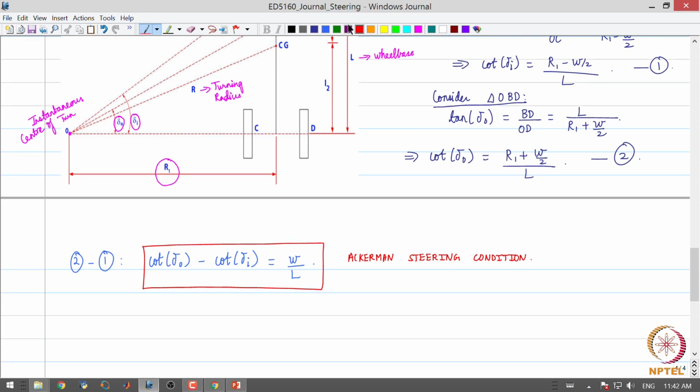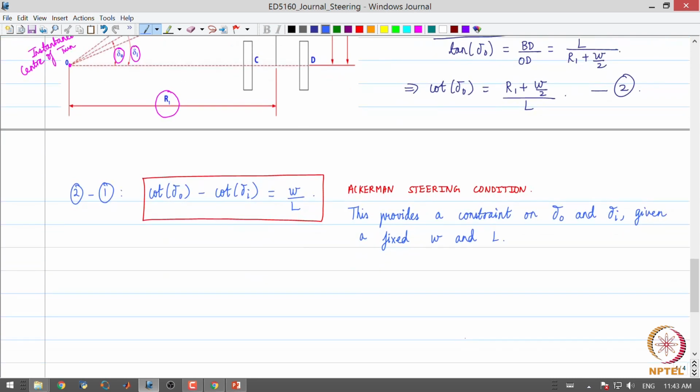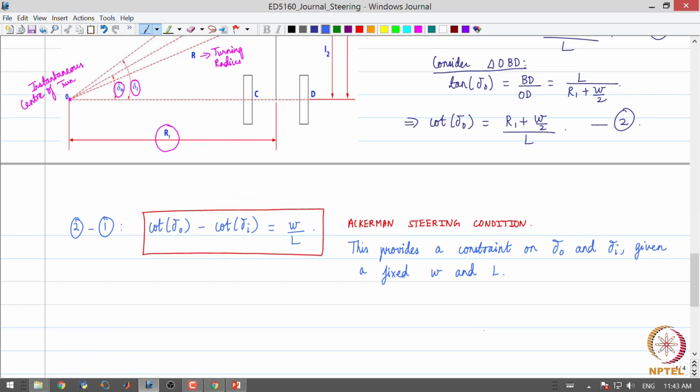significance of this equation. So, in essence, this provides a constraint on delta naught and delta I, given a fixed W and L. So, that is one way to look at this Ackermann steering condition, okay.